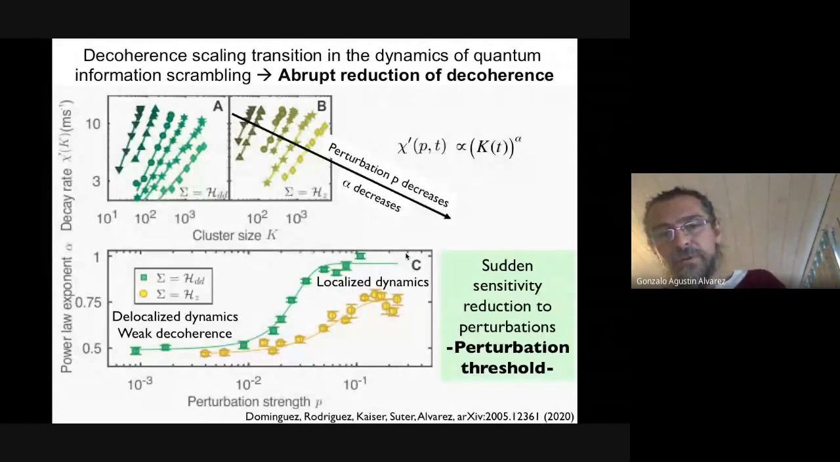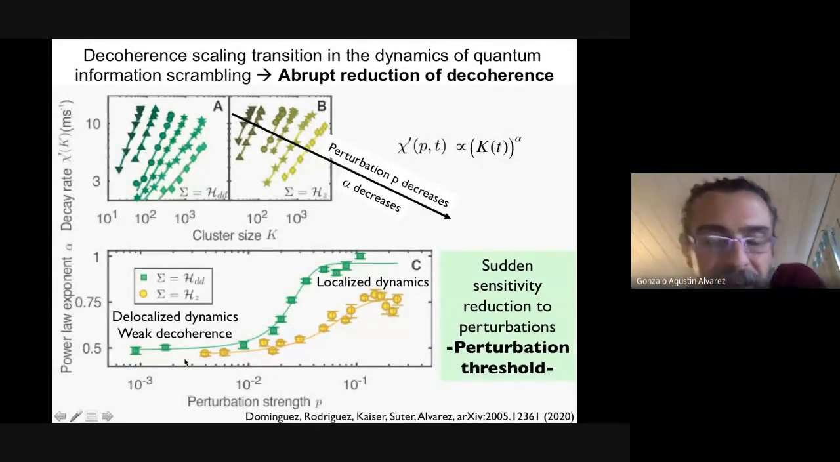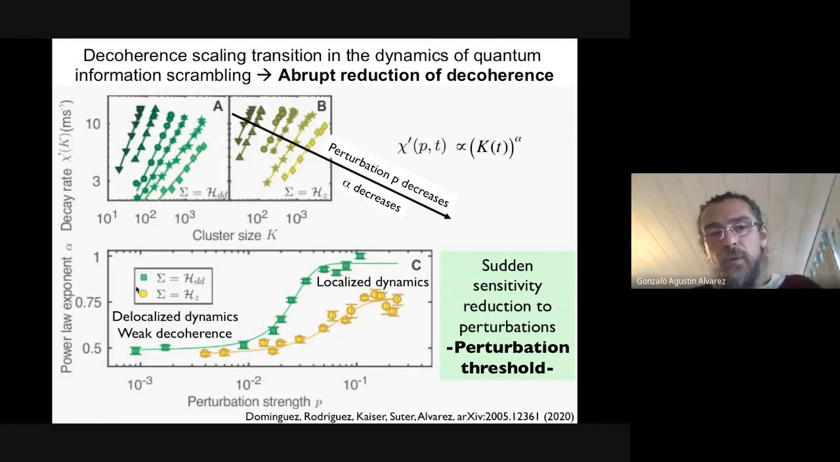However, if we are able to reduce the perturbation below a threshold, there is an abrupt reduction of the sensitivity to the perturbation, because this alpha exponent is reduced to 0.5. This is very important because if we reduce the perturbation in the localization dynamics, we can connect as many spins as we want, and the effects of decoherence are also less effective than if we are in the localization regime.